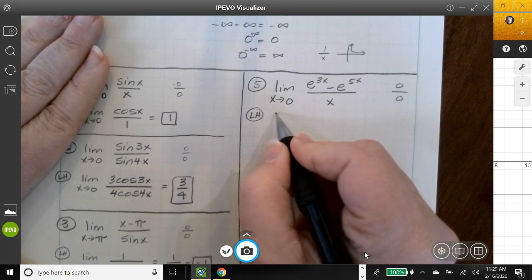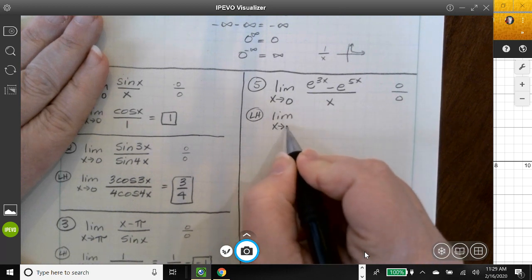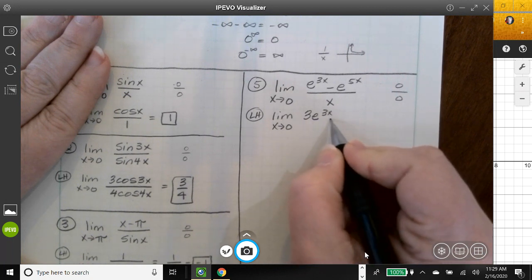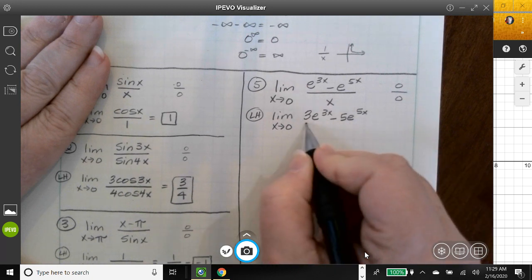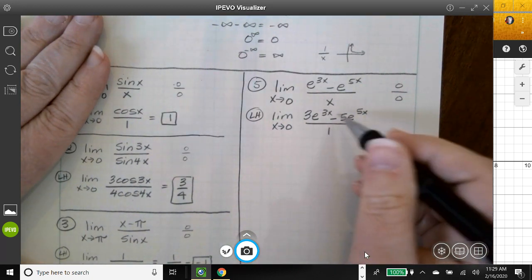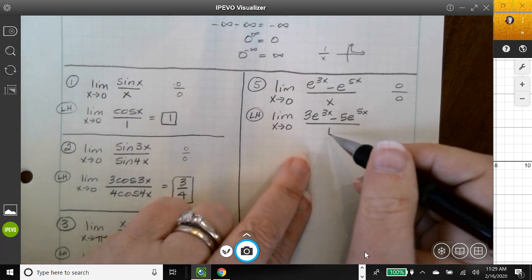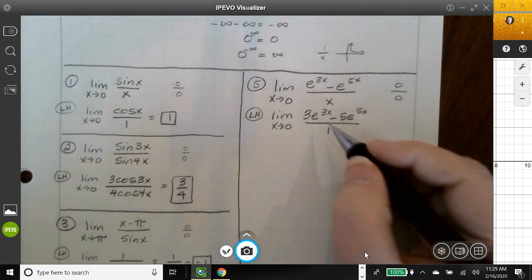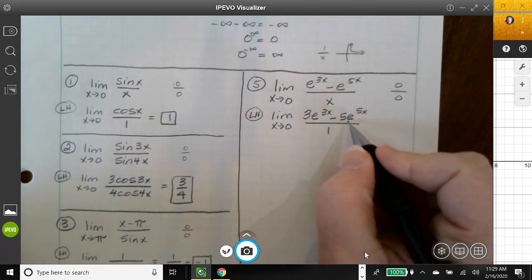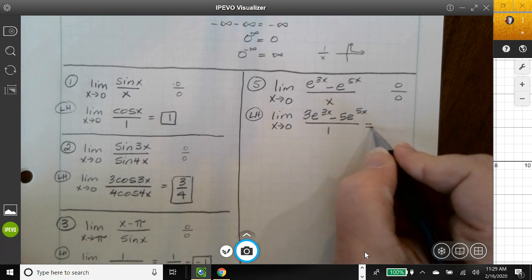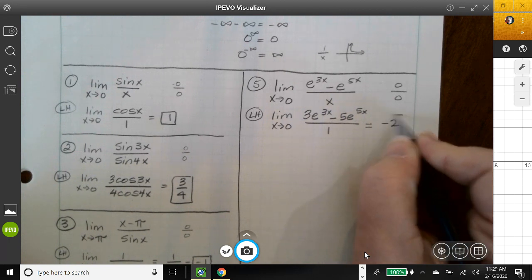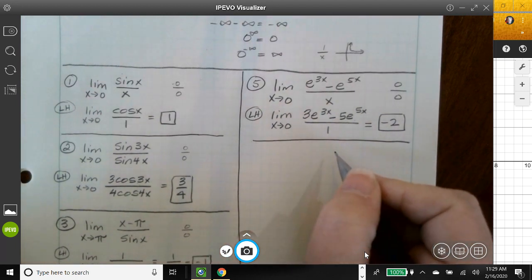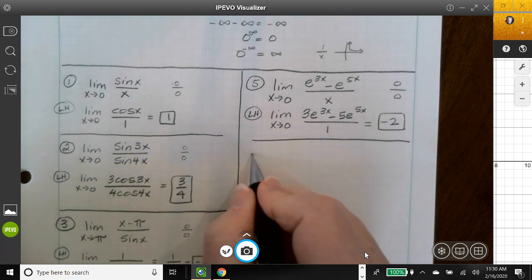So I'm going to take the derivative of the numerator and the denominator. And the derivative of e to the 3x is 3e to the 3x minus 5e to the 5x all over 1. And I now know I don't have an indeterminate form because I have a 1 in the denominator. And I can use direct substitution to plug in 0 now. And 3 times e to the 0 is 3, minus 5 times e to the 0 is -5. So the answer is going to be -2 here, because 3 minus 5 is -2. Really nice limits here.